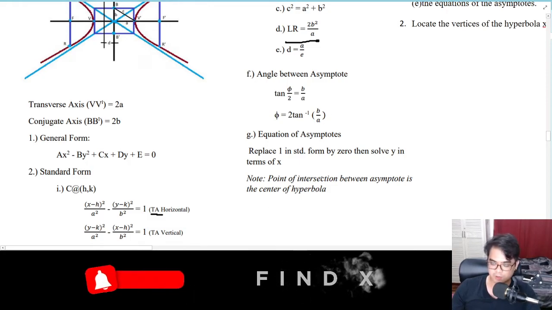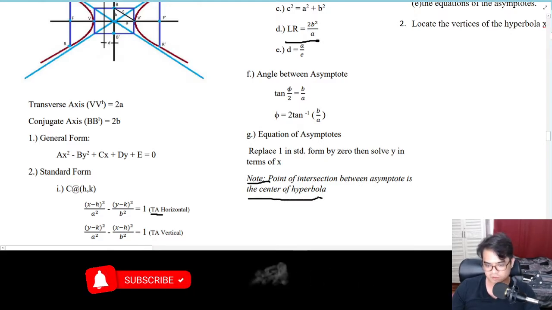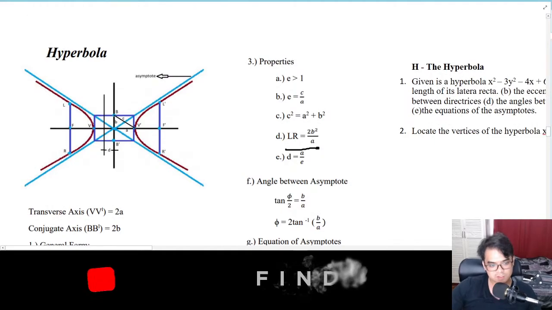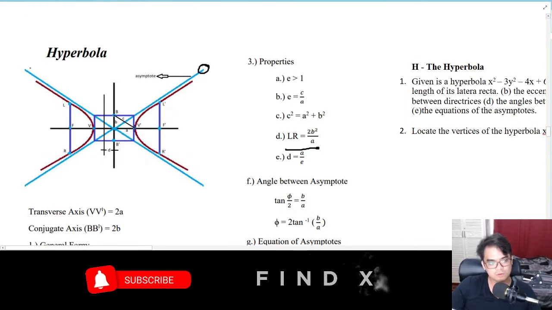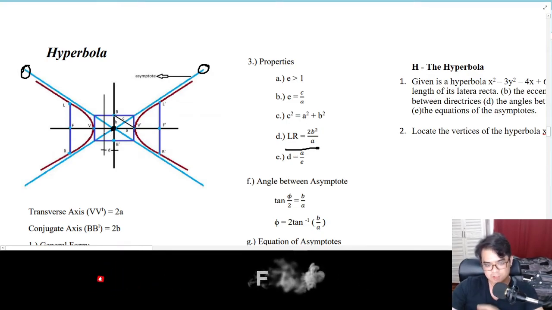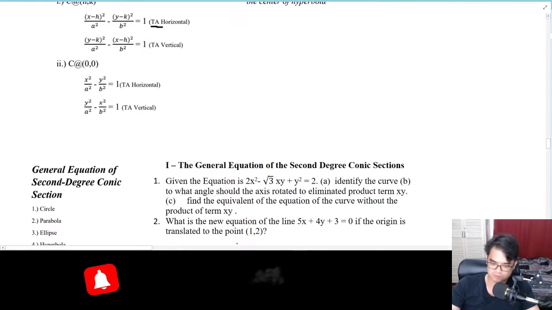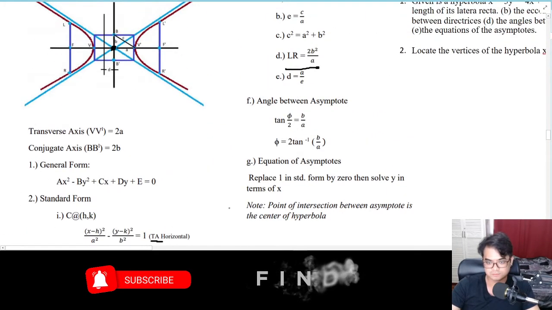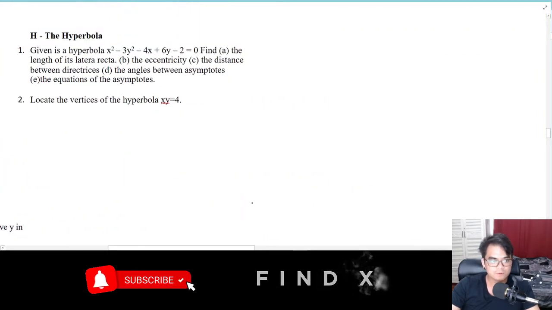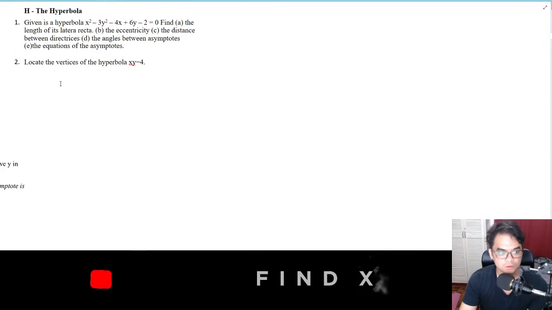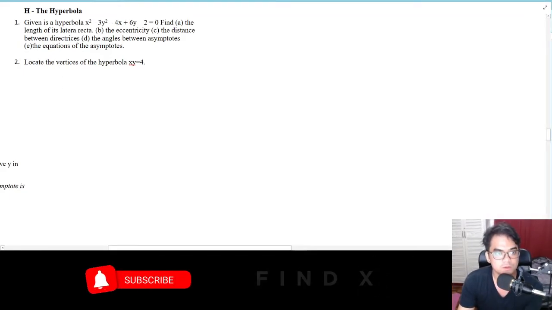Okay, so we'll be solving a problem regarding that. So note the point of intersection between the asymptotes, it is the center of the hyperbola. So you can see the intersection of the asymptotes, again these are the asymptotes, okay? The intersection of those will be the center. Okay? So you can just equate the two asymptotes to each other, and then you'll find the coordinates of the center. That's also a trick that you can do. So with that, let's move on to some problems. Okay, so let's go to some examples of hyperbola.